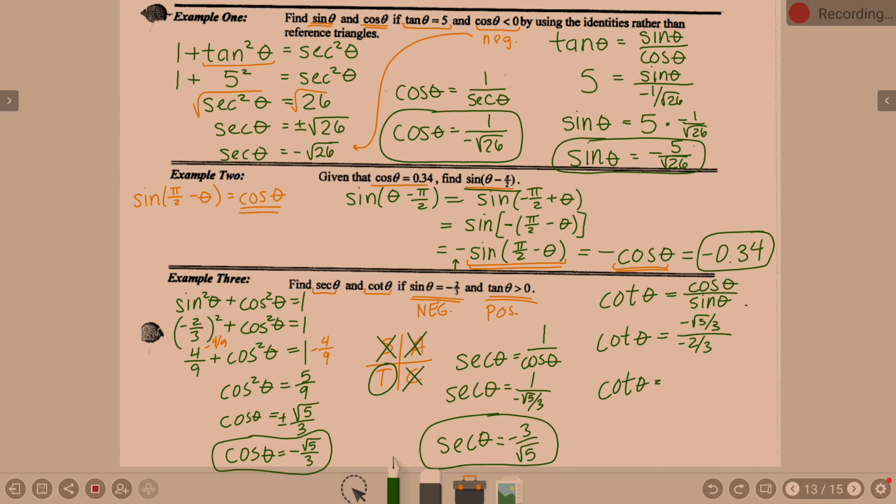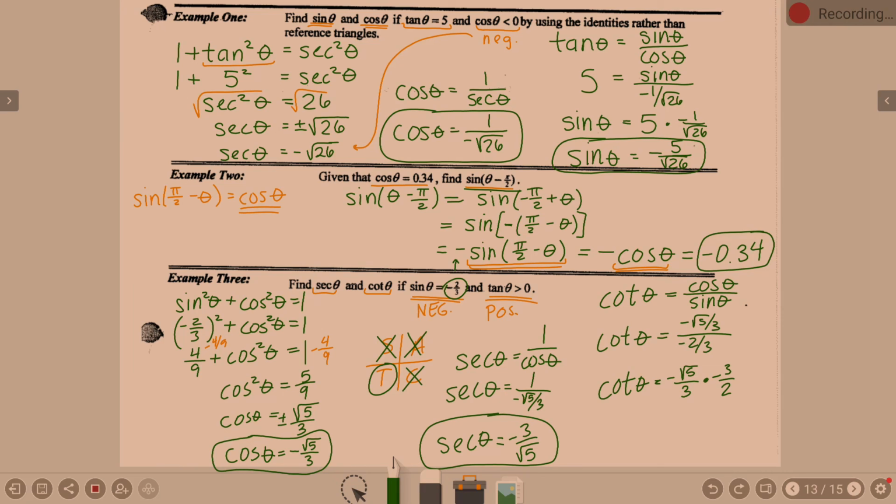Fraction divided by a fraction. Keep, change, flip. So I'm going to keep square root of 5 over 3. Where did you get to? Does that answer it? Yeah, I got it now. This is very short. Keep, change, flip. I am keeping negative square root of 5 over 3. I am changing division to multiplication. And I am flipping negative 2 over 3 to be negative 3 over 2.